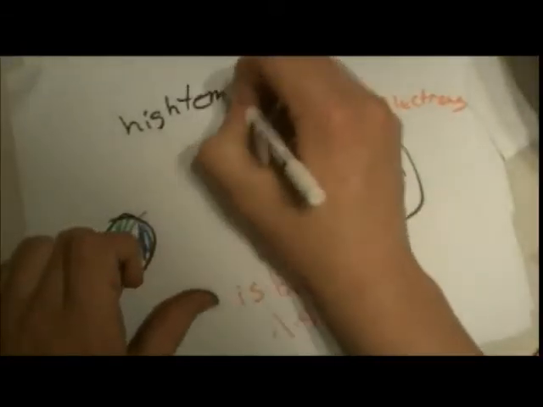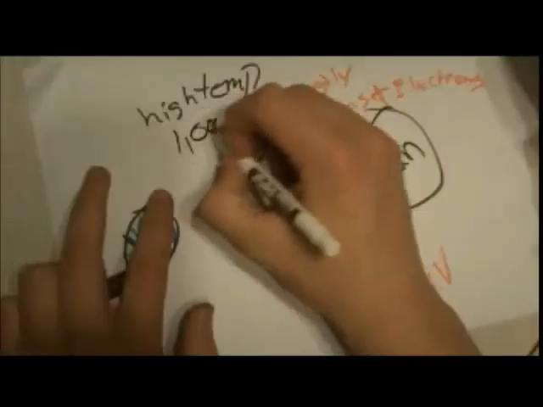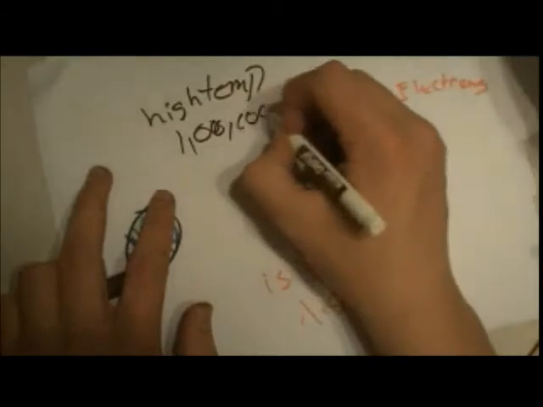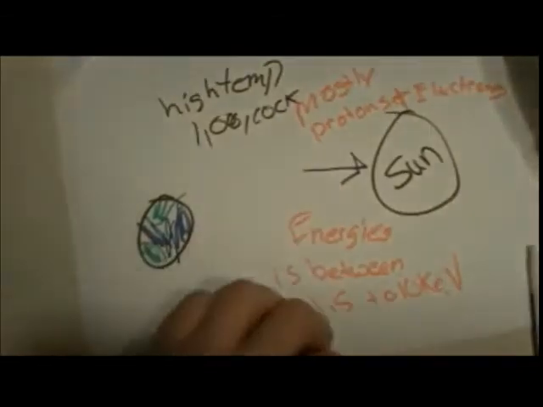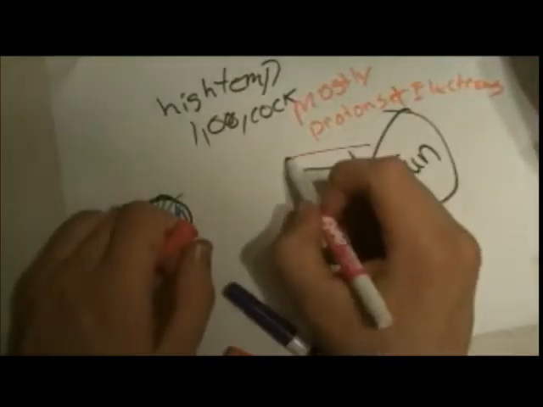Solar winds escape due to high temperature, 1 million Kelvin to be exact. It escapes the gravity, purple being the gravity here and pink being the solar wind, because it has a higher energy than the gravity pulling it in.